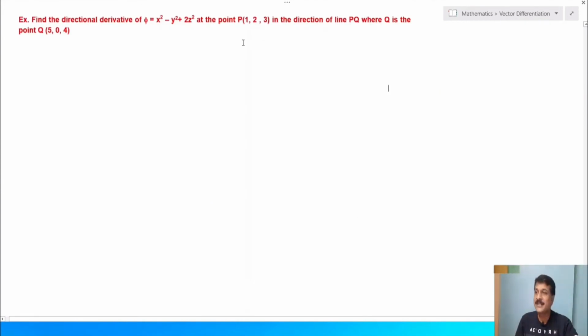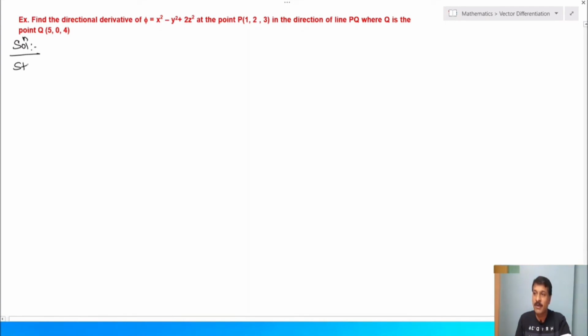Now consider the another example. Find the directional derivative of phi equal to x square minus y square plus 2z square at the point P 1, 2, 3 in the direction of line PQ, where Q is the point 5, 0, 4. So how to solve this one? So let's consider the solution of it.